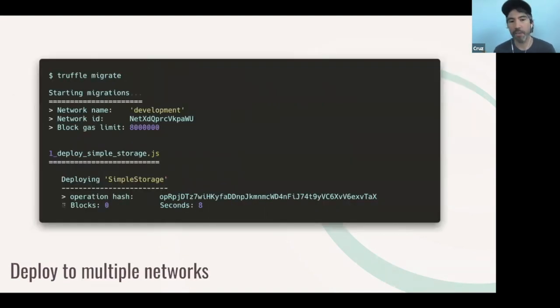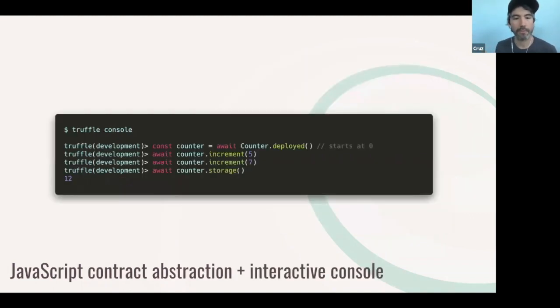We also have the ability to migrate to multiple Tezos networks, whether that's a local sandbox network or a testnet or even the mainnet. And so this is a screenshot example of what that looks like when you're running the command and the type of information that Truffle provides for you while your contracts are being deployed. And I'll show that in a minute with the demo.